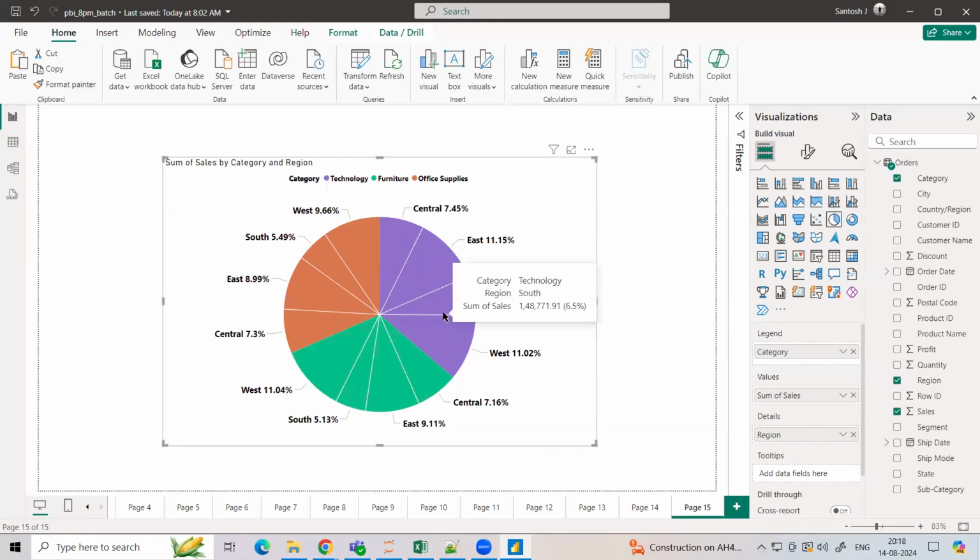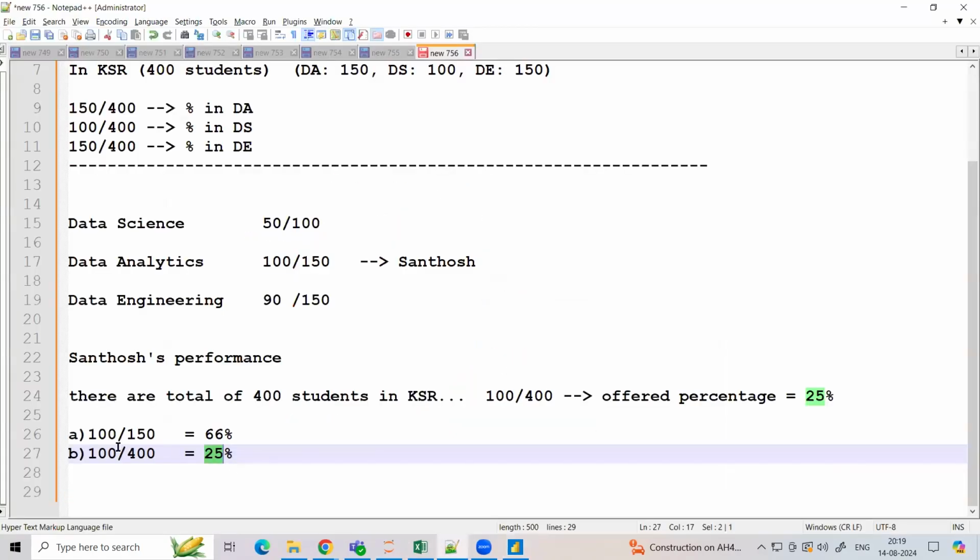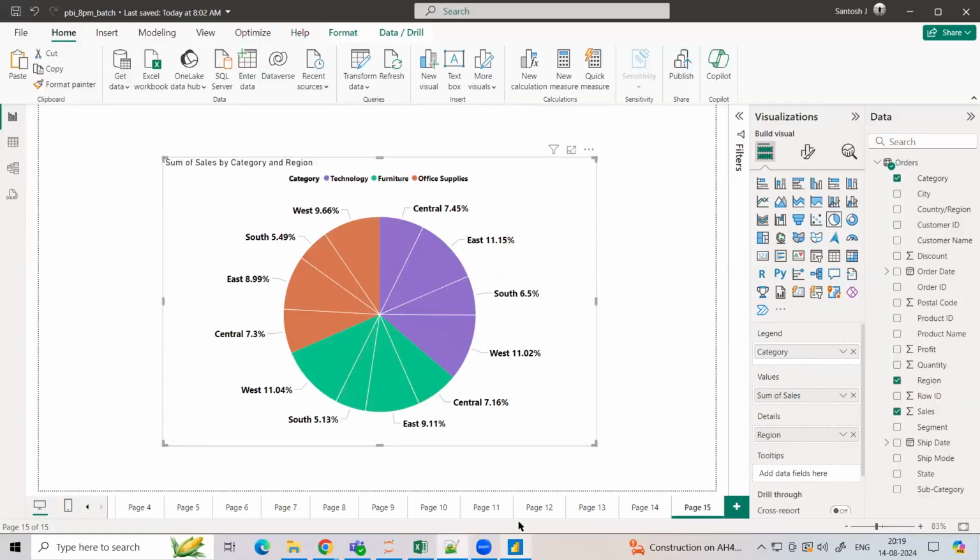Why are you comparing with all the other products and all the other regions? Within your technology, you tell me how much percentage Central is giving. Within this technology, you tell me how much East is giving. Why are you comparing with the overall? Can I say that this calculation is similar to comparing my performance with the entire KSR? Are you all with me?